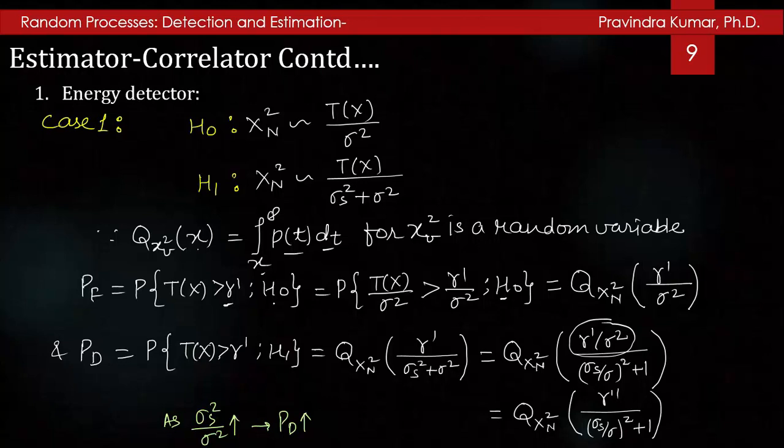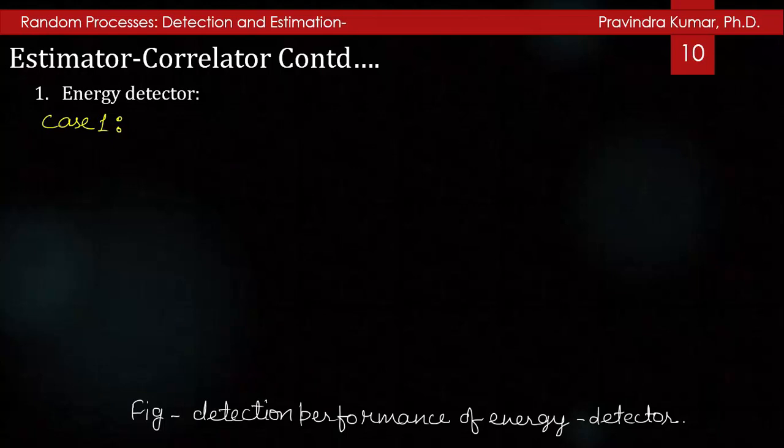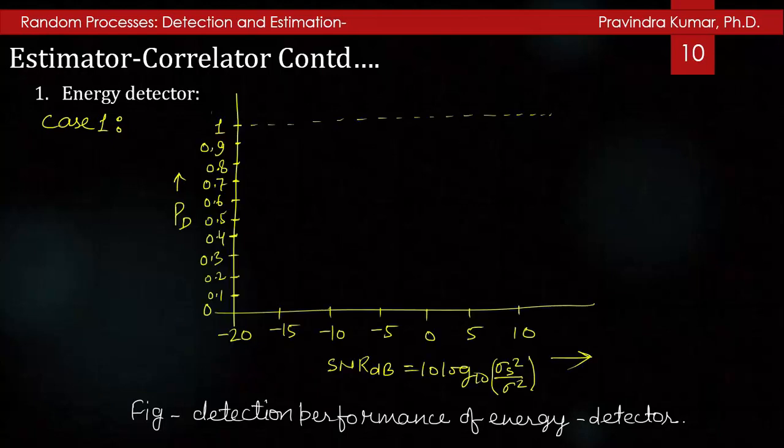The energy detector forms the most widely used receiver in communication systems. In practice, for asynchronous communication, this is most widely used. You can see the detection performance of the energy detector, the probability of detection versus SNR, with the probability of false alarm PF equal to 10 to the power minus 5.